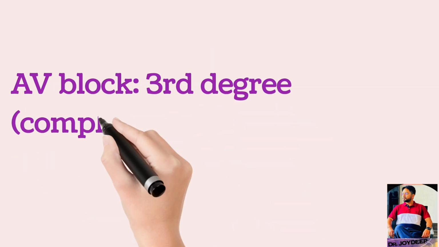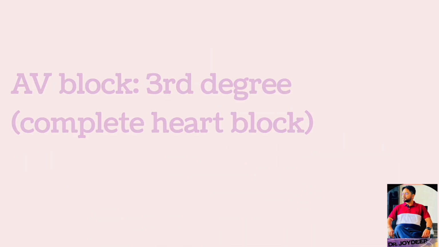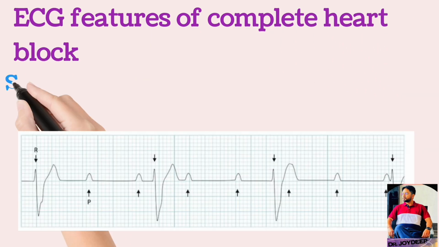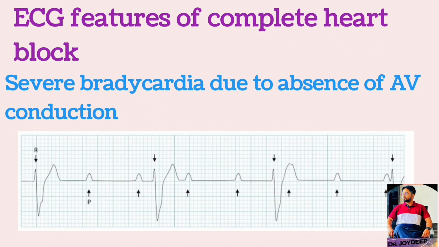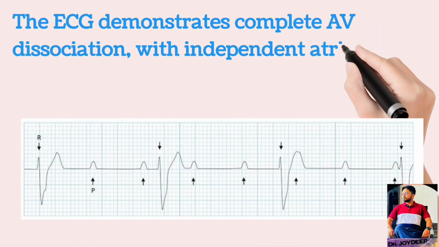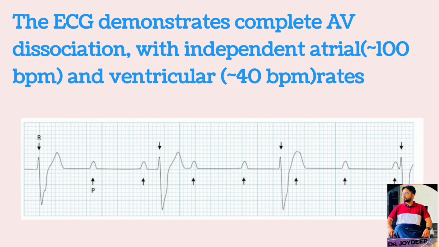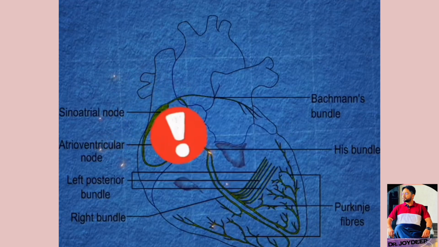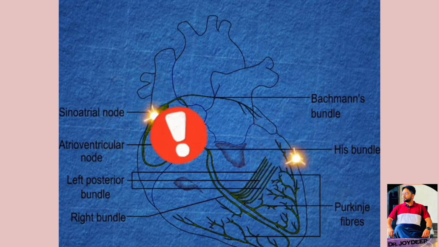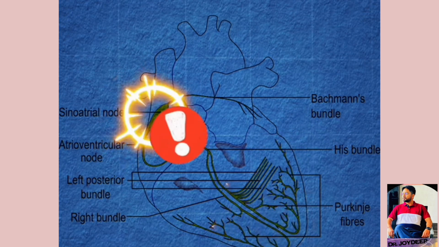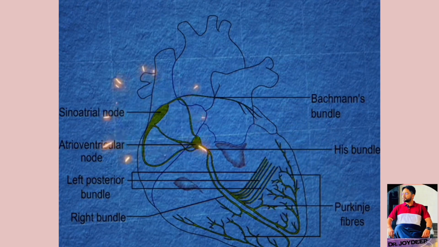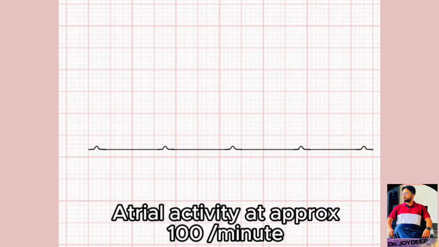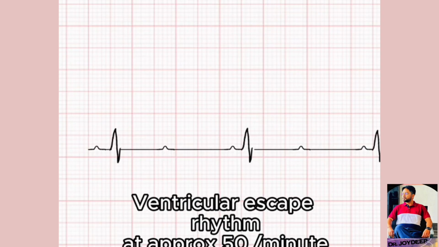Third degree heart block, or complete heart block, occurs when there is severe bradycardia due to absence of AV conduction. There is AV dissociation with an atrial rate of about 100 beats per minute and a ventricular rate of about 40 beats per minute. In complete heart block, there is complete absence of AV conduction, with none of the supraventricular impulses conducted to the ventricles. The perfusing rhythm is maintained by a junctional or ventricular escape rhythm. Alternatively, the patient may suffer ventricular standstill leading to syncope or sudden cardiac death.